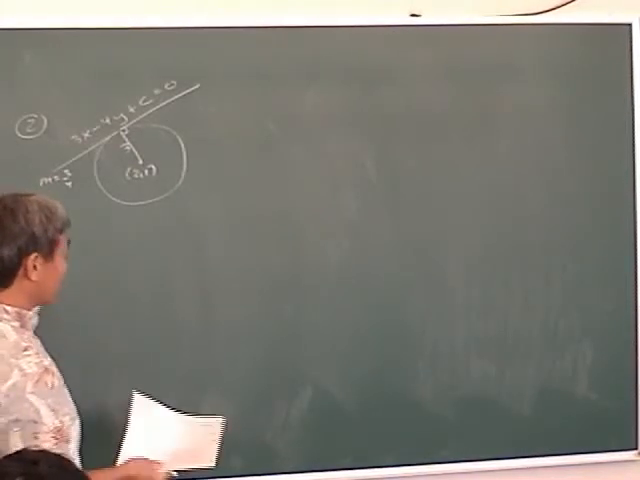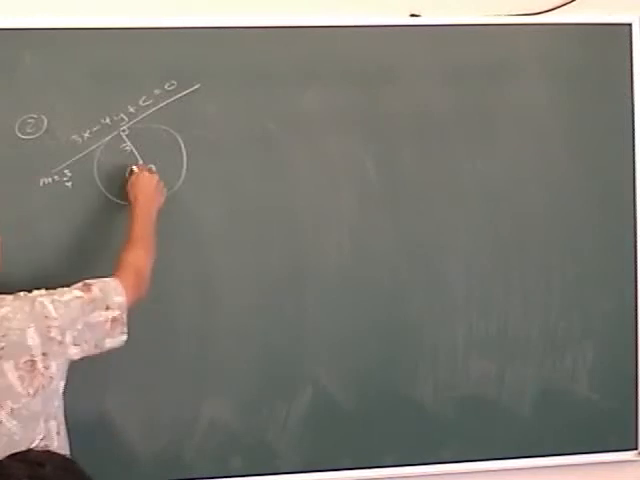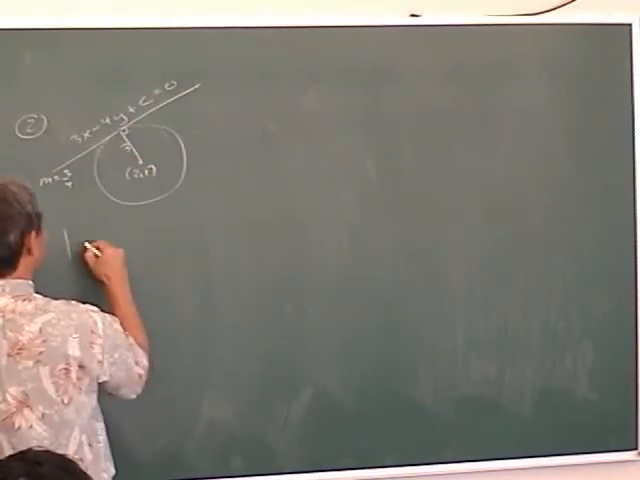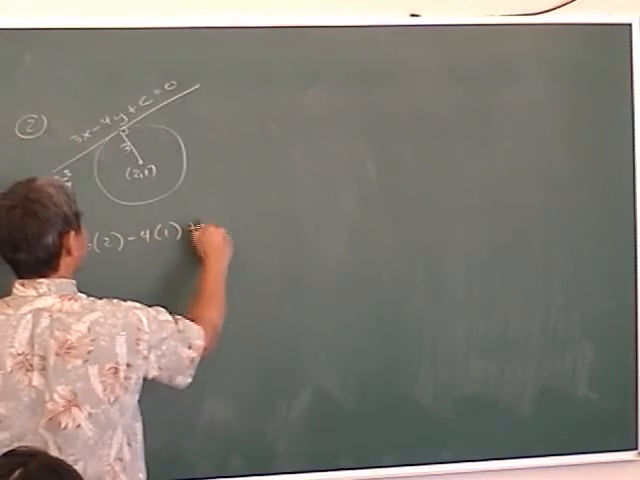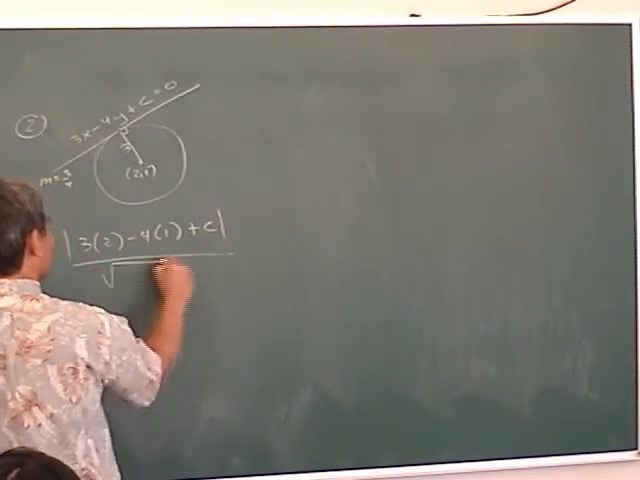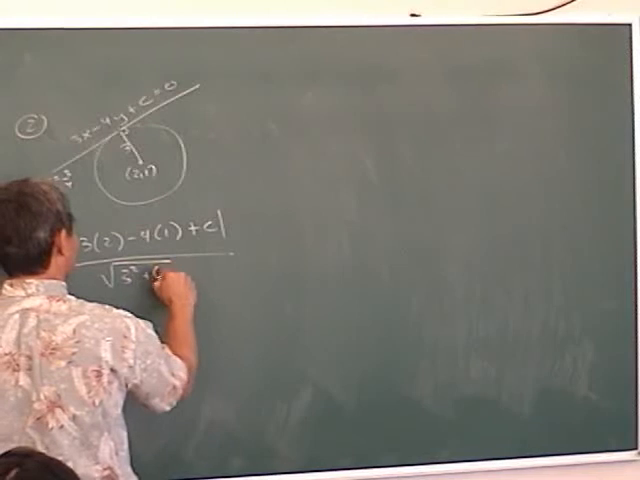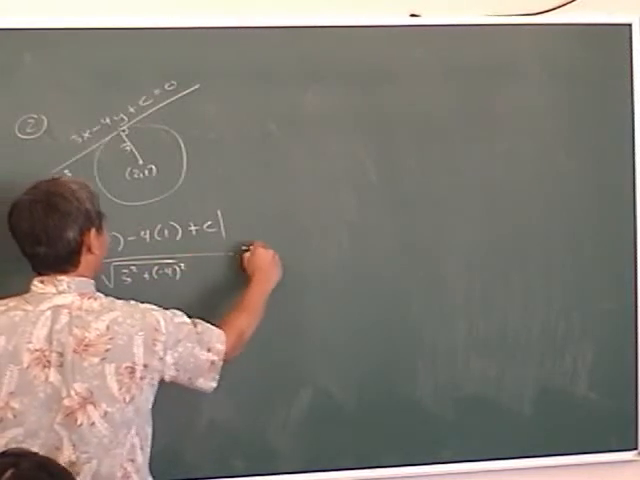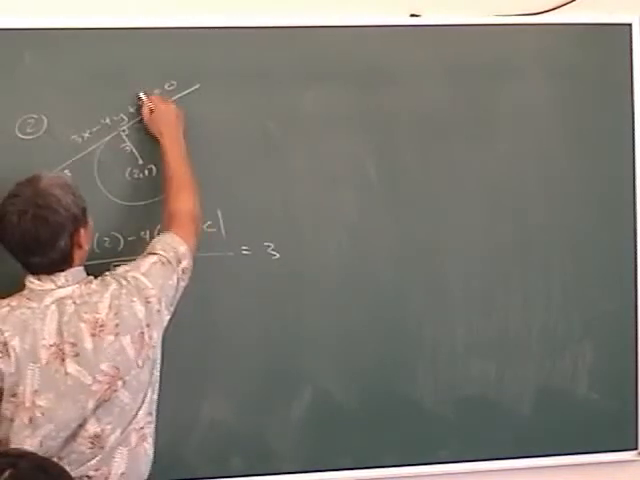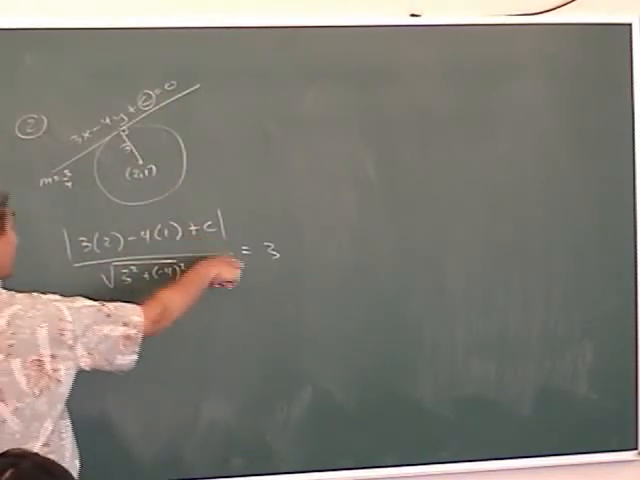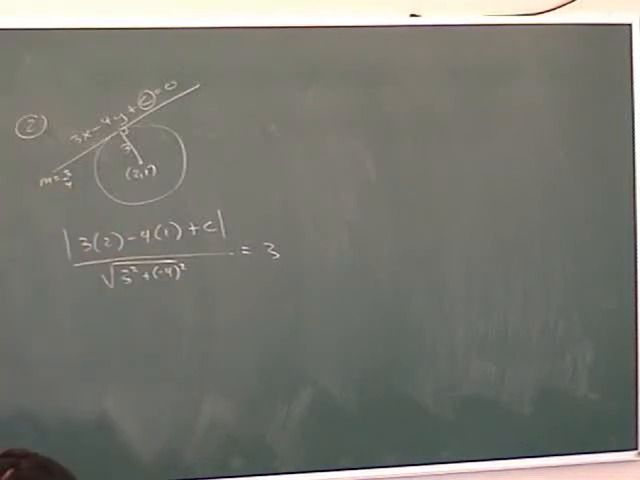Okay, and so all you got to do now is use the formula. How do you find the distance between a point and a line? It's the absolute value of 3 times 2 minus 4 times 1 plus c all over the square root of a squared plus b squared. And we want that distance to equal 3. And now you can see this thing here, c, now we can compute that using this equation right here. And how many answers are there going to be? 2, because absolute value, right?